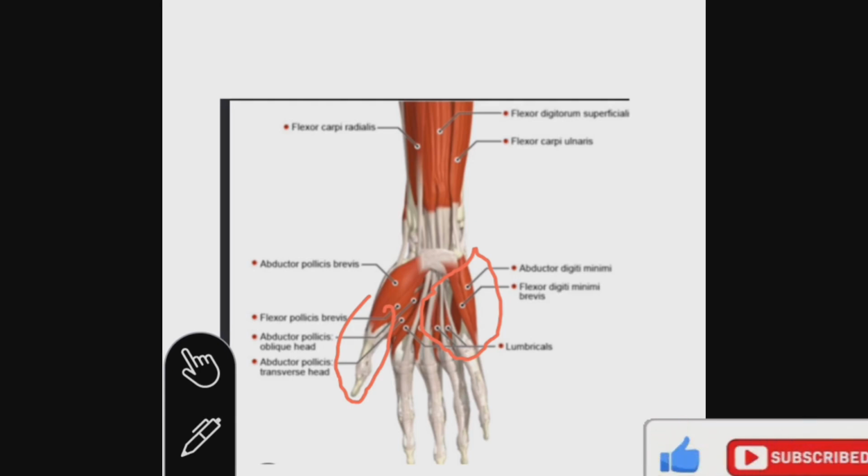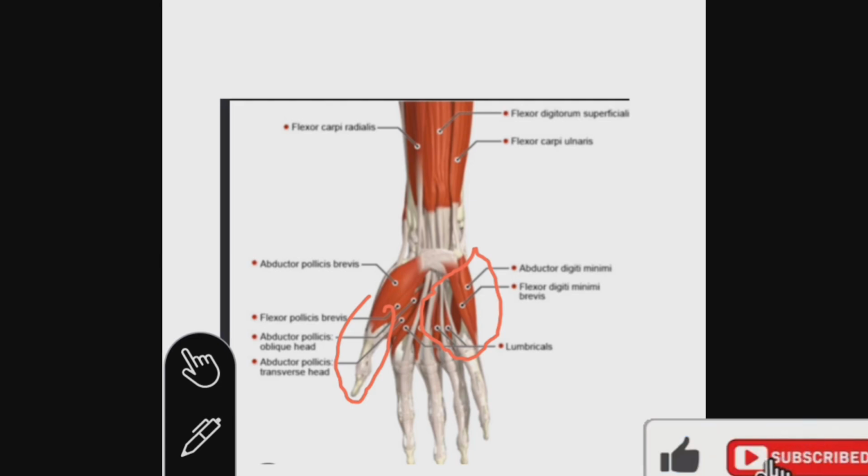Now there's an acronym we call PAD-DAB. P-A-D, PAD, D-A-B, DAB. PAD means palmar adduct. So palmar interossei adducts. Then DAB, D-A-B means dorsal interossei abducts. So the palmar interossei are responsible for adduction, while the dorsal interossei are responsible for abduction.